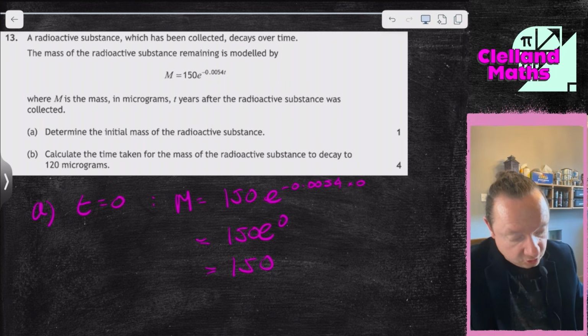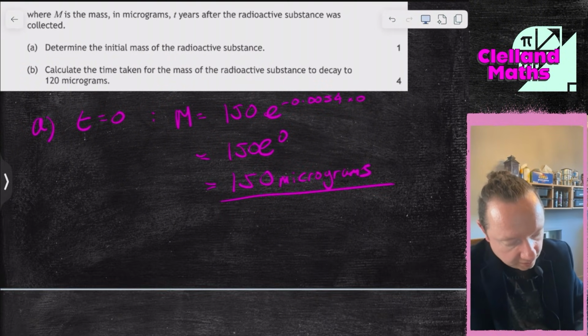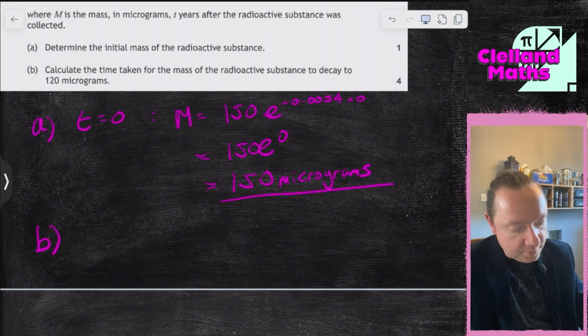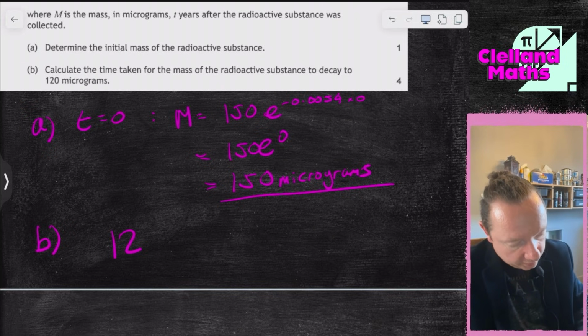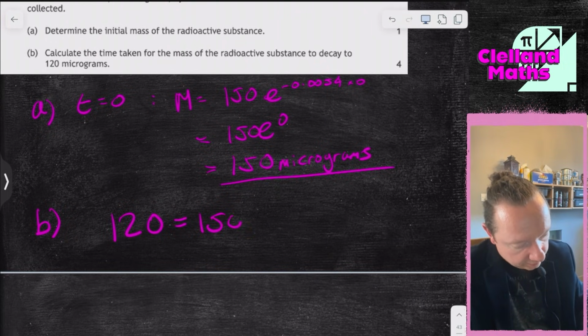It says it's in micrograms, I think. Yeah, so I'll just write micrograms to be on the safe side. And we're done there. Part B says, calculate the time taken for the mass of the substance to decay to 120. So m is 120. So I'll just write 120 equals 150 e to the minus 0.0054 t.